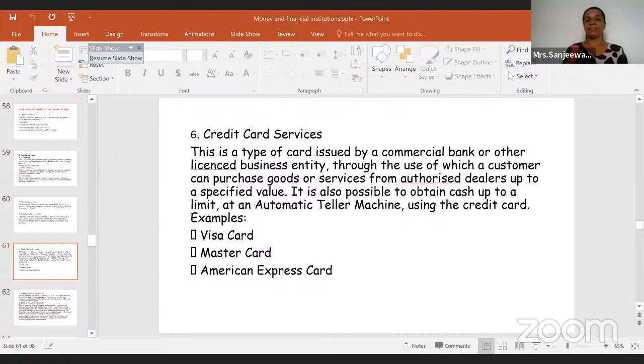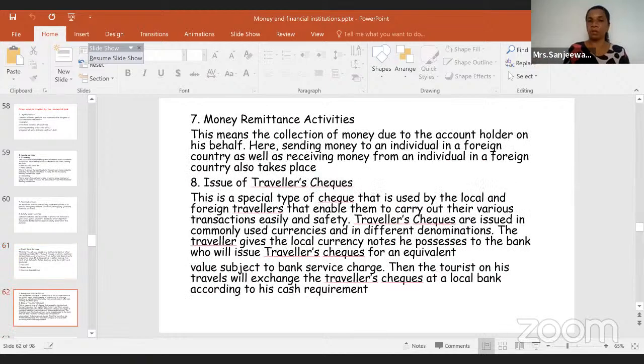Money remittance activities. That means collection of money due to the account holder on behalf of him. So sending money to an individual who lives abroad or getting money from them, that is remittance activities. And issue of traveler's checks. I don't think that is happening nowadays. It's a special type of check that is issued to local and foreign travelers, so that enables them to carry out their various transactions easily and safely. That's traveler's checks.